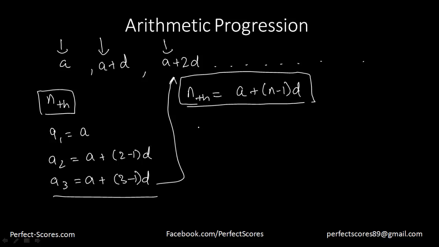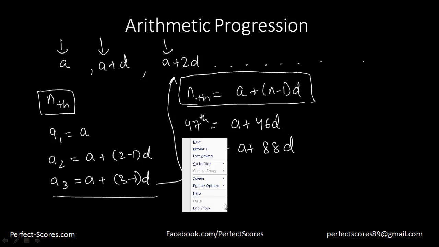So let's suppose if I say what is going to be the 47th term. The 47th term would be a plus 46 into d. What will be the 89th term? 89th term would be a plus 88 into d, right? So the nth term is given by a plus n minus 1 into d. So suppose you're understanding this point over here, right?